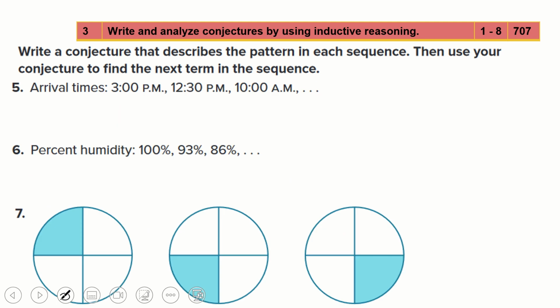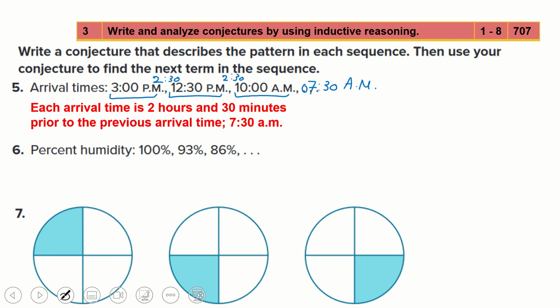If you look at the arrival times, 3 p.m., 12:30 p.m. and 10 a.m. So the difference between each two appointments or each two timings is 2 hours 30 minutes. If we generate the next term, it will be 7:30 a.m.